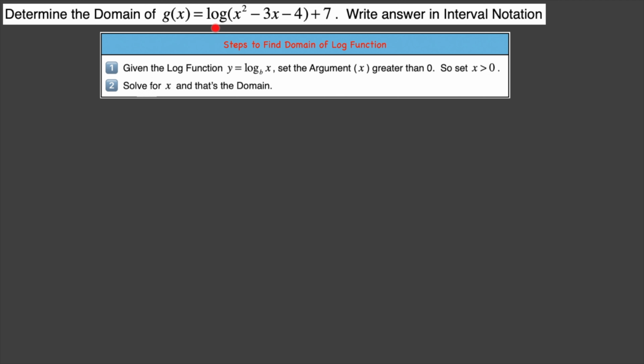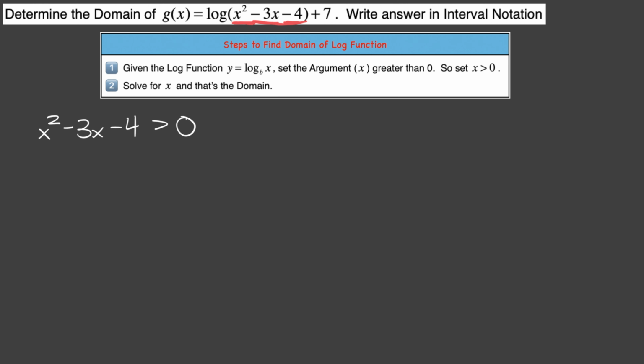So in this log function, who is the argument? Well, the argument is whatever you're taking the log of. So in this case, the argument is x squared minus 3x minus 4. So I'll go ahead and underline that here. This here is our argument. So we're going to set that to greater than 0 and solve for x.